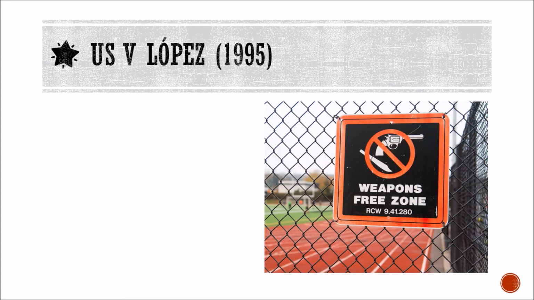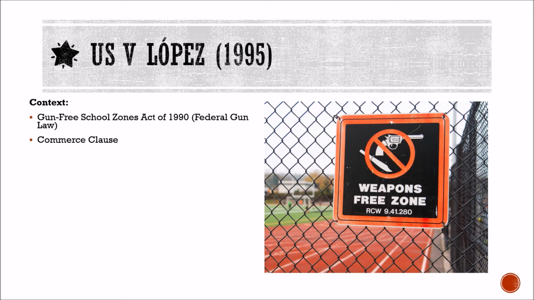Now, our final case we're going to be talking about in this video is U.S. versus Lopez. The context about this case is the Gun-Free School Zone Act of 1990, a federal law that banned guns in school. I repeat, a federal law, not a state law. If you've been paying attention to federalism in your government class, you know that schools are state issues. So how does the federal government manage to make a law influencing a state issue? Well, they took it from the Commerce Clause.